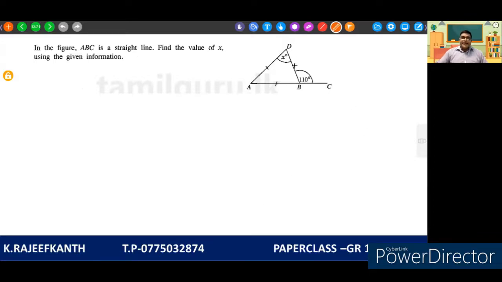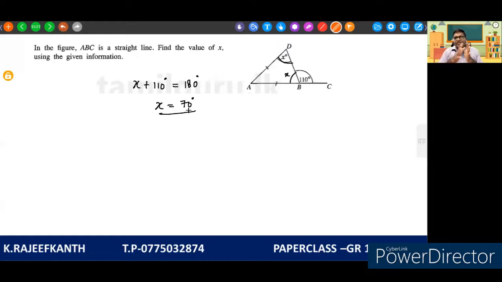Right. Here, AD and AB are equal. So if it is x, then we can mark this one as x, because opposite angles of equal sides are equal. Now we know that the sum of adjacent angles on a straight line is equal to 180. So x plus 110 is equal to 180 degrees. Then x is equal to 180 minus 110, which is 70 degrees.